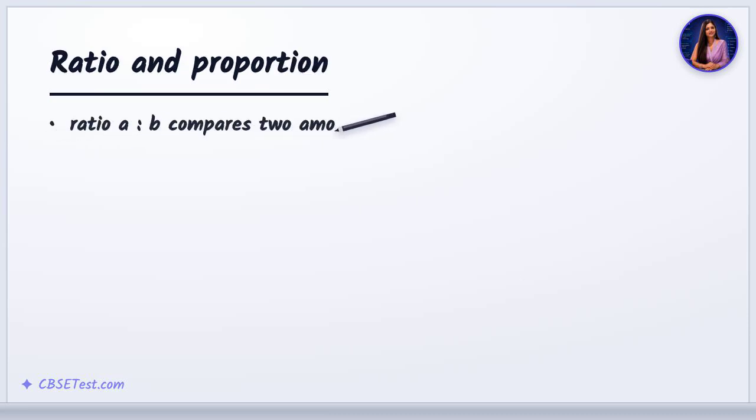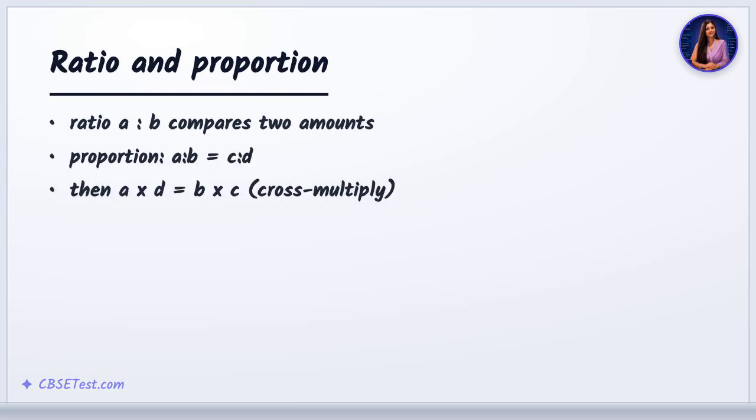A ratio compares two amounts. When two ratios are equal, we have a proportion: A to B equals C to D, and the cross products are equal. A times D equals B times C.